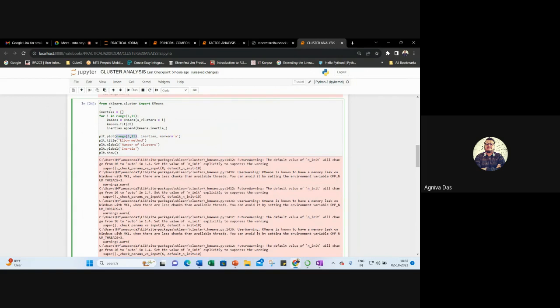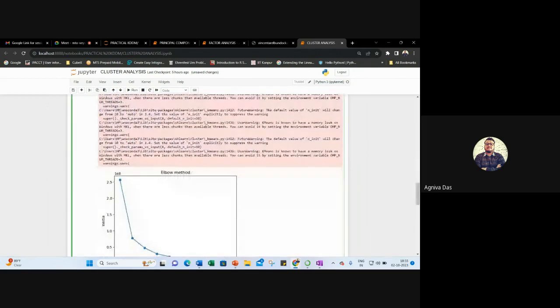In our x-axis, I have taken 1, 2, 3, 4 up to 10. And in our y-axis, I have taken all these inertias that have been collected over here through this loop. And then I have written the title of the plot as elbow method. The x label is the number of clusters, and the y label is that of inertia. And this will give us something like a scree plot only.